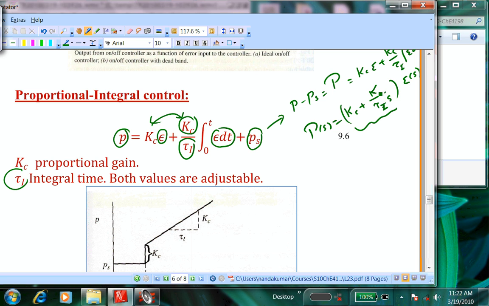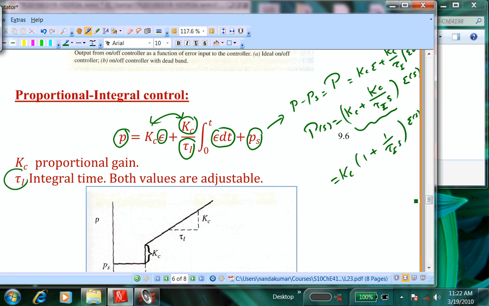Thank you. That's what I wanted to point out, and I missed that. The Kc appears in both of them. So actually, you would write this as Kc times 1 plus 1 over tau I S, something like this, times epsilon S.